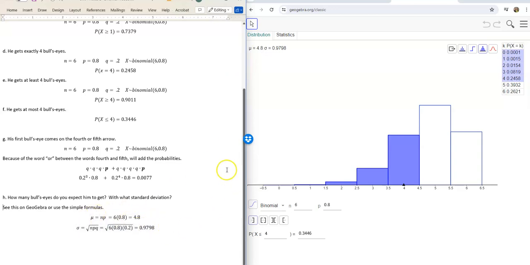Similarly, if we're asking for standard deviation, it's the square root of npq. That is 6 times 0.8 times 0.2. Square root of all that gives us 0.9798, which is what we get here. So that would be our standard deviation. So you can get that on GeoGebra, or you can do it using those simple formulas, whichever.